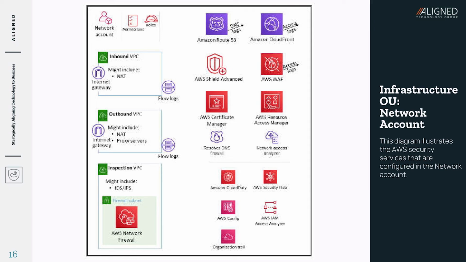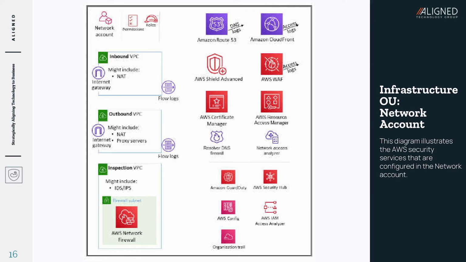The inspection VPC can host firewalls, including intrusion detection and intrusion prevention systems. And then you can rely on Route 53 to handle DNS, CloudFront to act as the content delivery network, and Certificate Manager to manage TLS certificates and keys throughout their life cycle. Keep in mind that certificates provisioned through Certificate Manager can be deployed through Route 53, the DNS service.